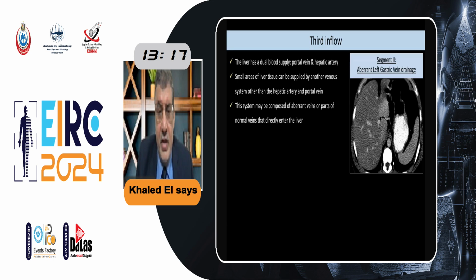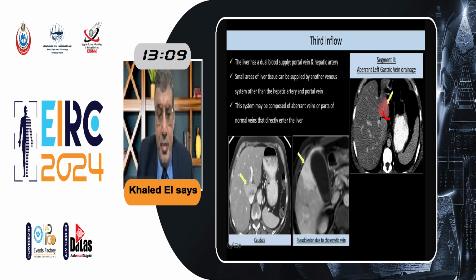And this is again the description of third inflow, which I have described to you. This is an example of aberrant left gastric vein. This is an example of pericholecystic vein, and this is pseudo lesion secondary to the caudate loop.